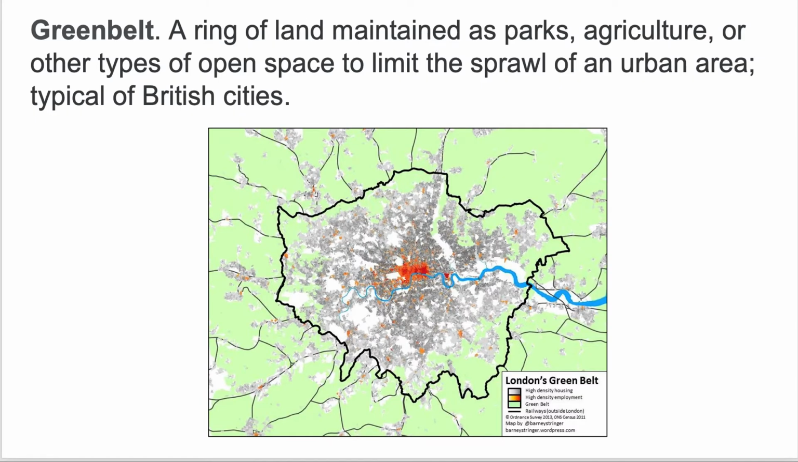A greenbelt is a ring of land maintained as parks, agriculture, or other types of open spaces to limit the sprawl of an urban area. It's sort of a makeshift growth boundary like in Portland.